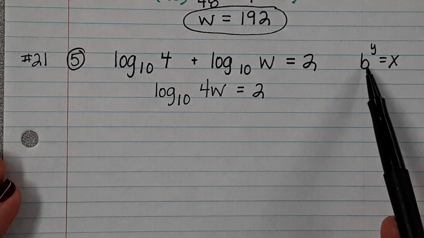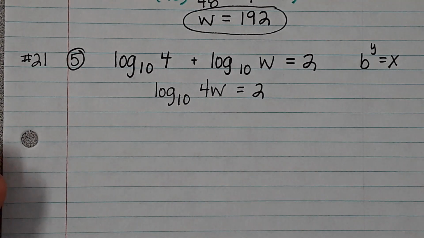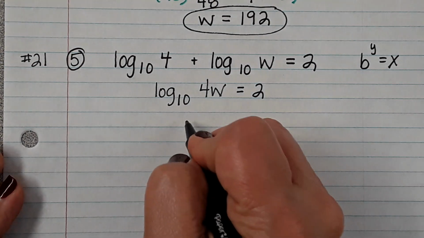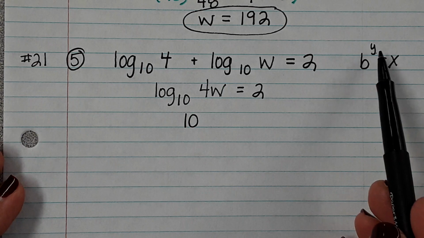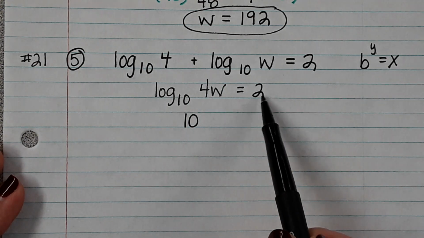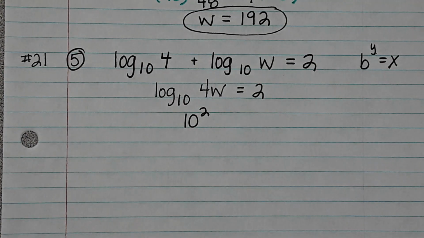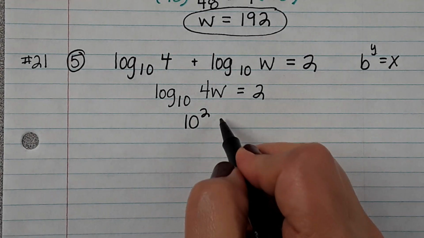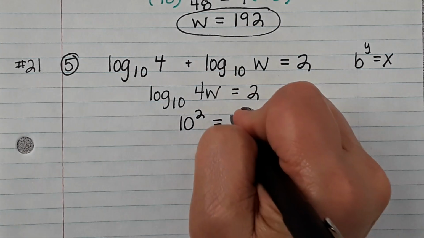So the first question I'm going to ask you is, what is b? So 10, 4W, or 2, which one is b? 10 is my b. Then I need to know y. I've already used 10, so which one is my y? 4W or 2? 2 is my y. Remember, this is my y. So back in 7.3, we learned that. And then what is my x? 4W.